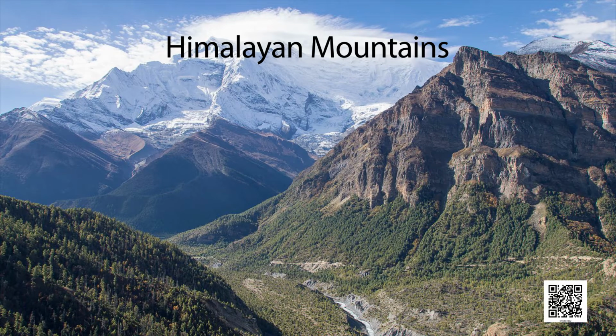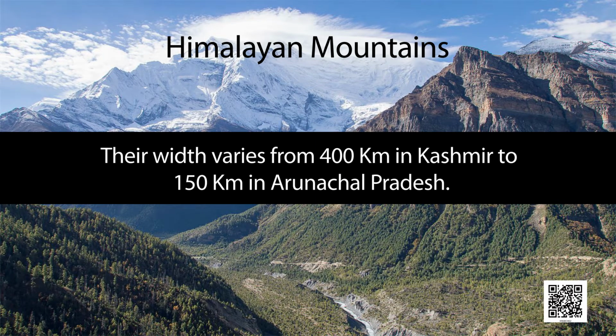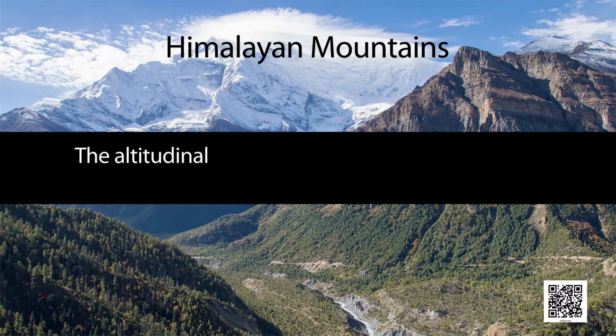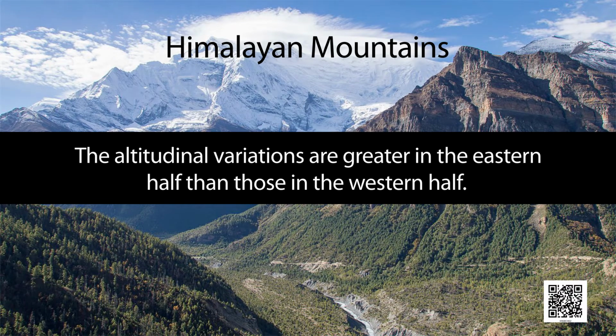They form an arc which covers a distance of about 2400 km. Their width varies from 400 km in Kashmir to 150 km in Arunachal Pradesh. The altitudinal variations, that is, difference in height, are greater in eastern half than those in western half. A number of valleys lie between these ranges.